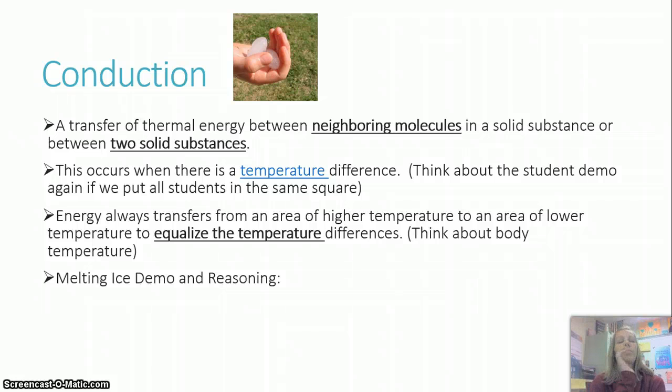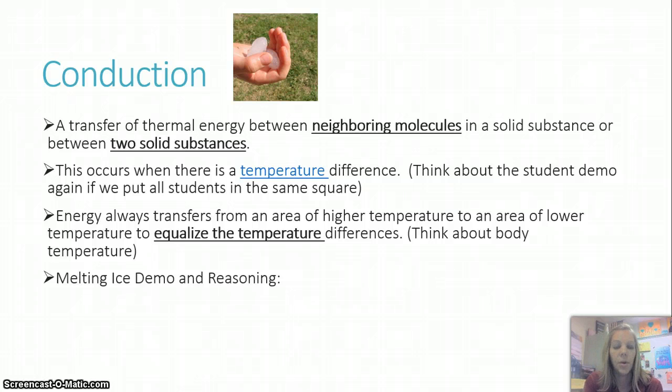Conduction. It's the transfer of thermal energy, all 3 are, between neighboring molecules in a solid or between 2 solids that are neighboring. So this occurs when there's a temperature difference. If there is a temperature difference within a substance, then the particles will react in a way that spreads that thermal energy throughout the substance to make it a more balanced temperature, and the thermal energy spread throughout it will be more balanced.